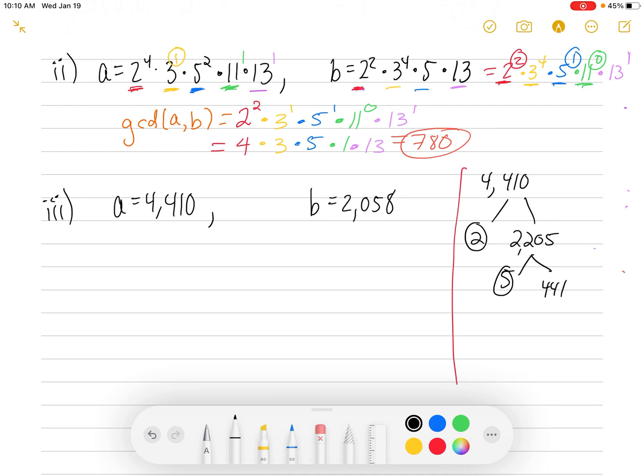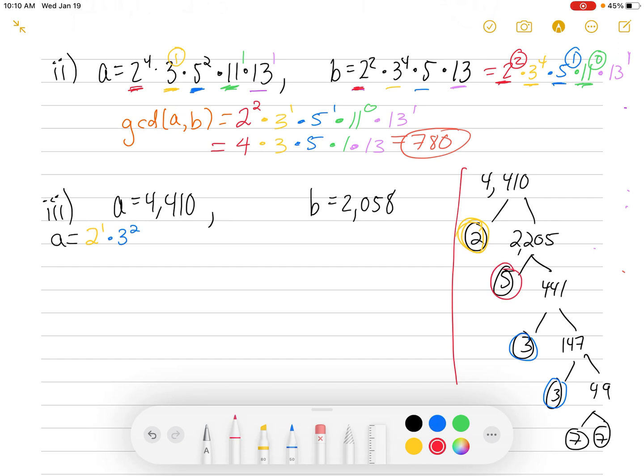5 is a prime factor. You get 441. That's divisible by 3. 3 is a prime. 441 divided by 3 is 147. That's divisible by 3. 147 divided by 3 is 49. You can break 49 into 7 times 7. So I can write the prime factorization of A as 2 to the 1. That's my 2 right there. 3 squared. Right, I have 2 copies of 3. 5 to the 1. And 7 squared.